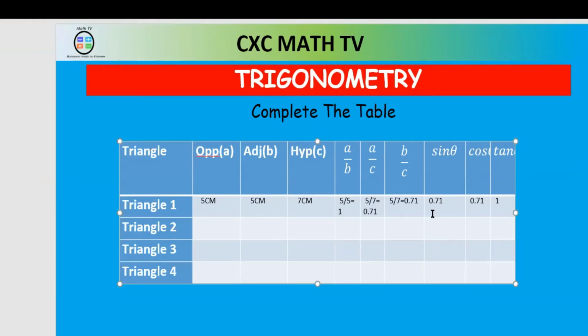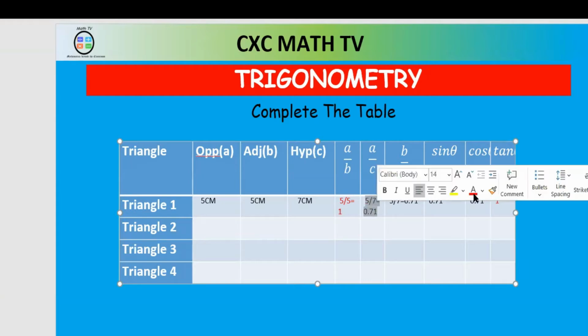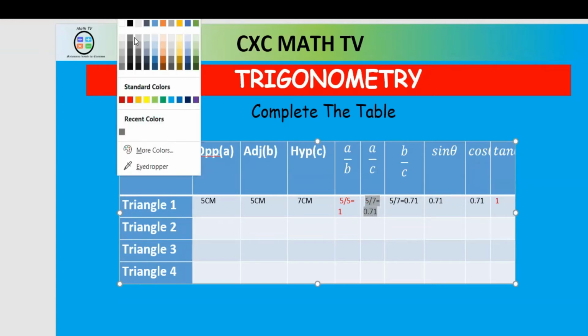So we're going to color code it. So what we're saying then is the opposite over the adjacent, if we put that in red, this is also going to be equal to the tan of theta. Nice. If we look at A over C, which we say this should be the sine of theta, let's put that in a different color. Let's use blue.